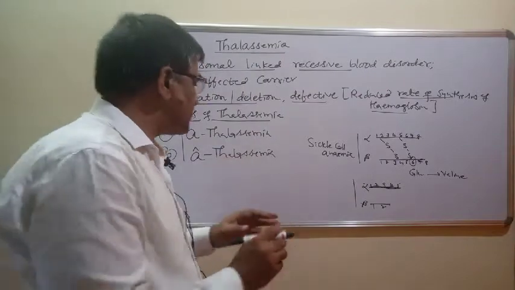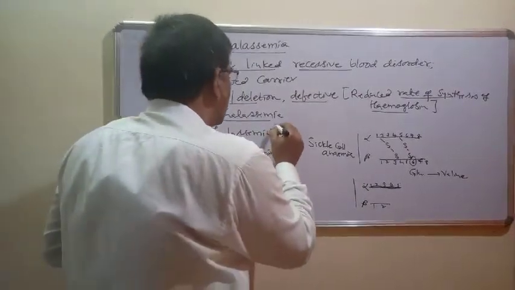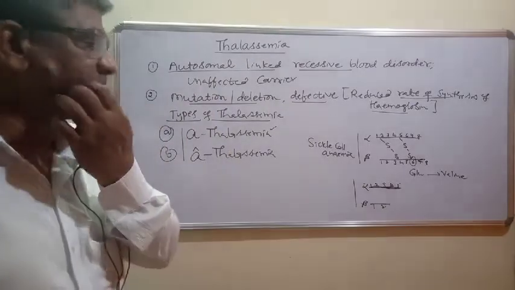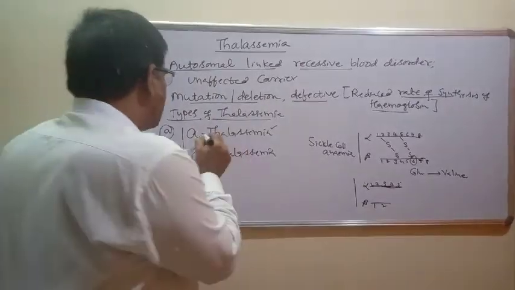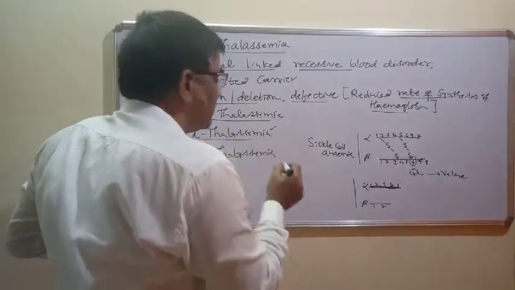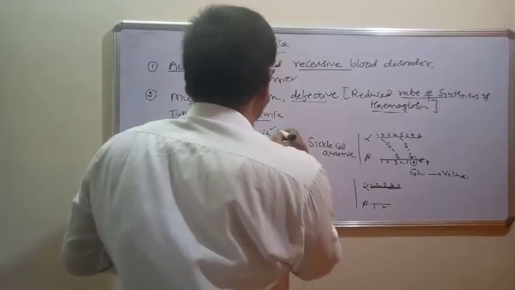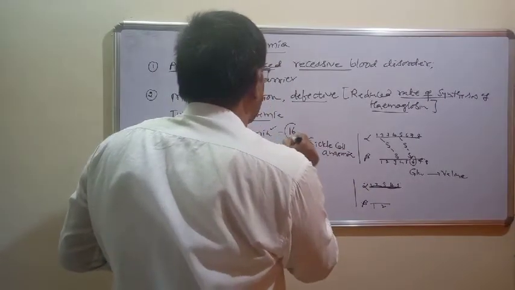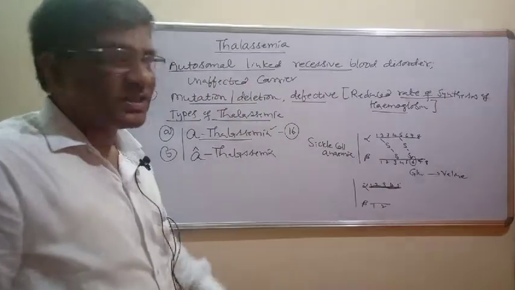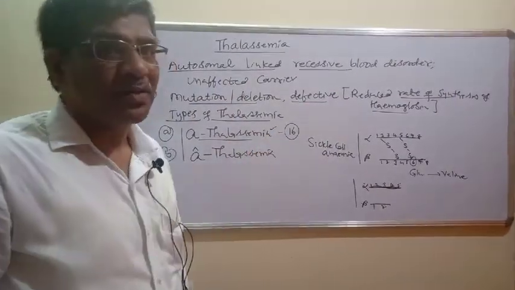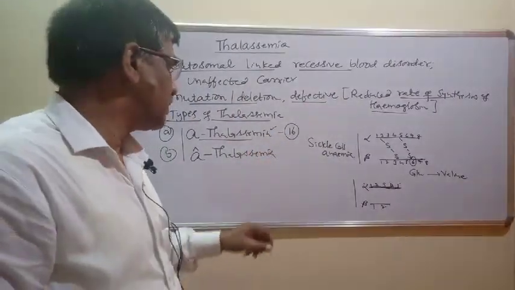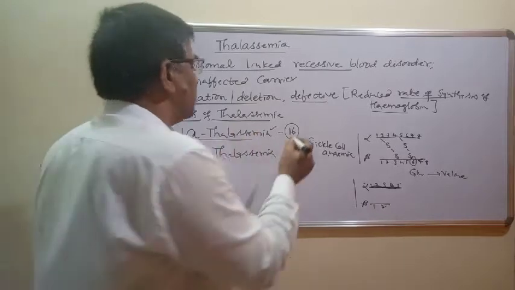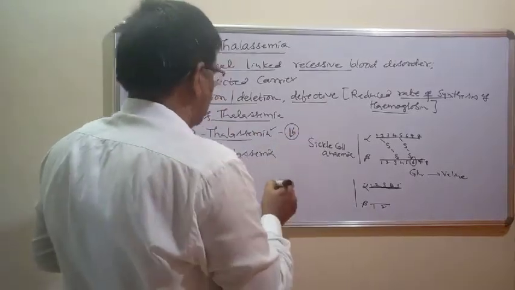Now you may ask what is the cause of alpha thalassemia. Alpha thalassemia is because of the defective gene which is located on chromosome number 16 of both the parents. In case of alpha thalassemia, the defective gene is located on chromosome number 16 of both the parents. Two closely linked genes are present on chromosome number 16.